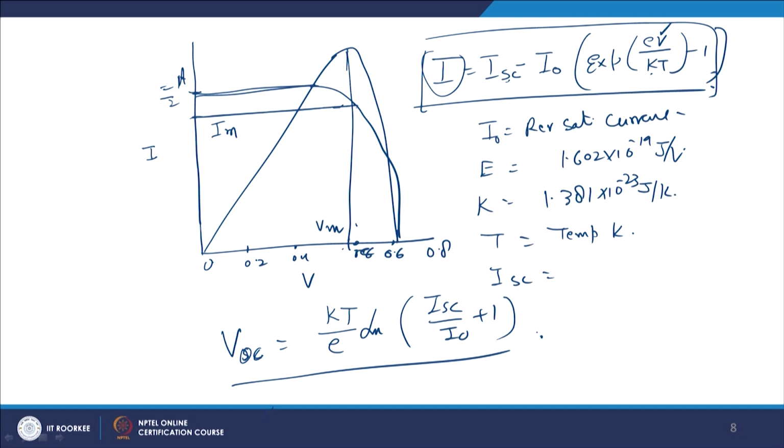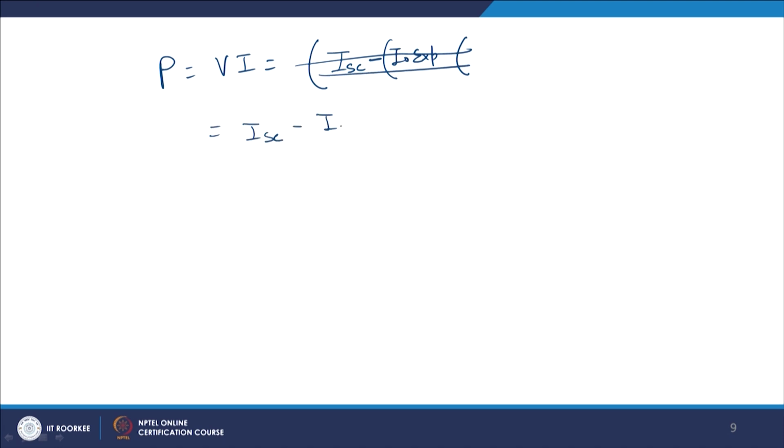Now, V is known to us, then P, the power developed, is equal to V into I. In any device, power is V into I. Now, I we can again take as short circuit current minus I0 exponential of eV by kT minus 1, multiplied by V, and this is power.